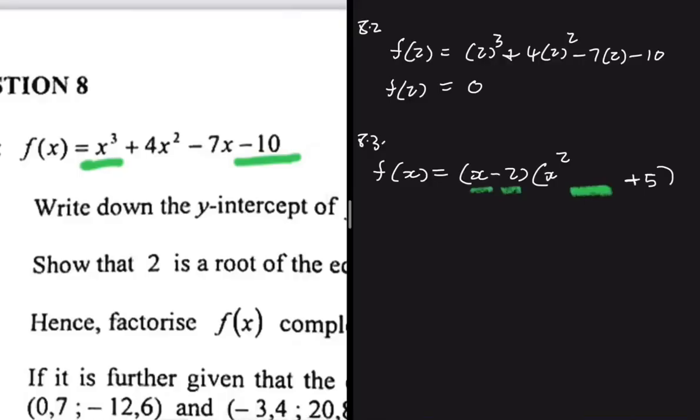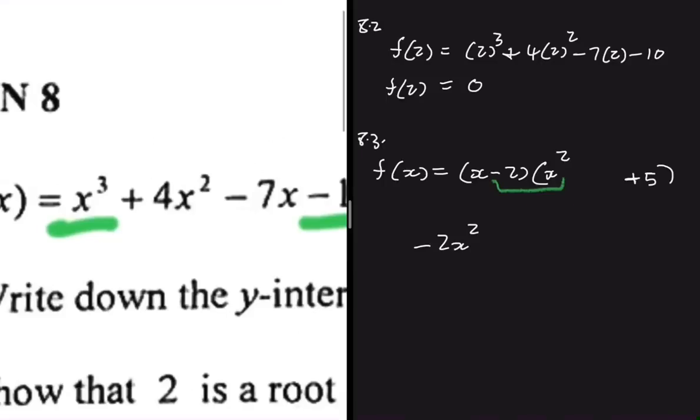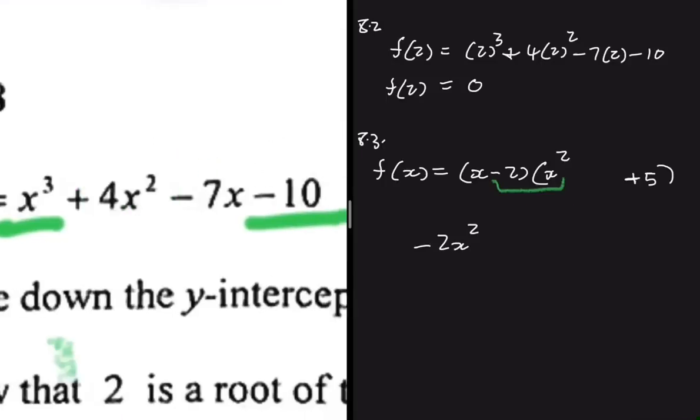Right, let me show you how we're gonna get that. So when we multiply minus 2 by x squared, we're gonna get minus 2x squared. But then in our equation here we have plus 4x squared. You can see that we have plus 4x squared here, right? So we need to add something into minus 2x squared such that we get 4x squared.